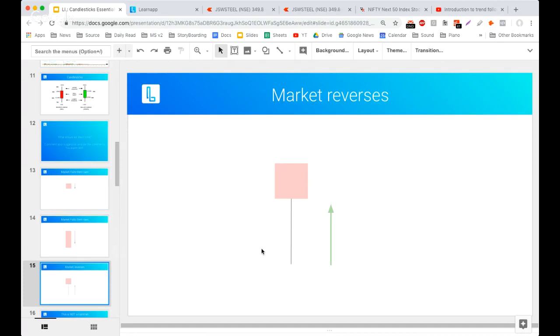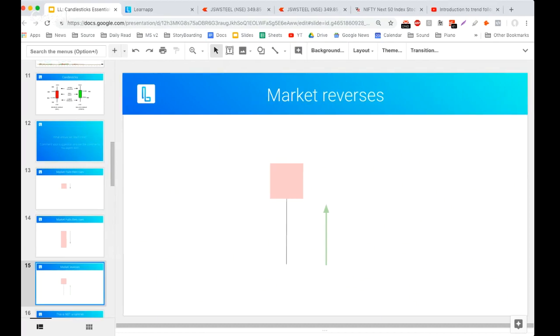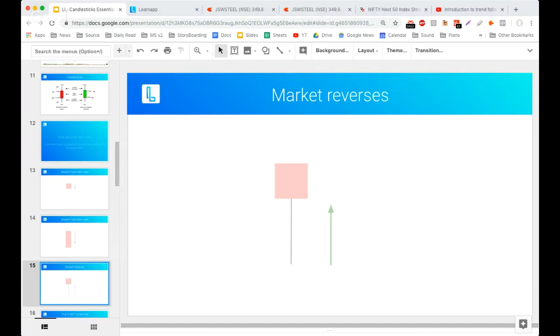Can everyone type this in the chat, please? Small head, long tail. Can you all type this right now? Small head, long tail means a hammer. Now we'll define this as we go ahead, but I want to make sure if you're doing this, okay? Small head, long tail, excellent.